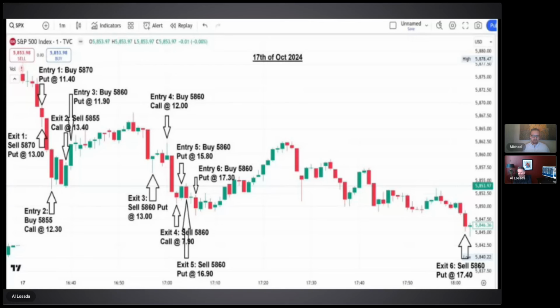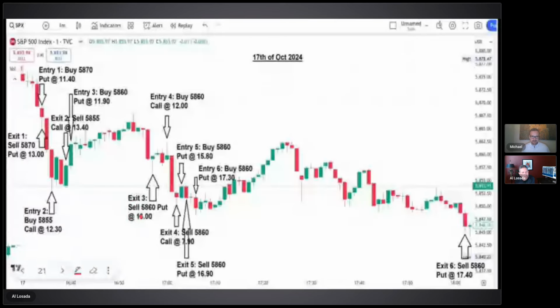Very straightforward. Okay, let's continue here with the 17th of October. Where were we? I believe we talked about exit 2. So we could here sell the call for 13.44 profit. Then the next entry 3 is the 5860 put for 11.90, and we could sell this 10, 15 minutes later for 110 profit at 13, correct? This is it.